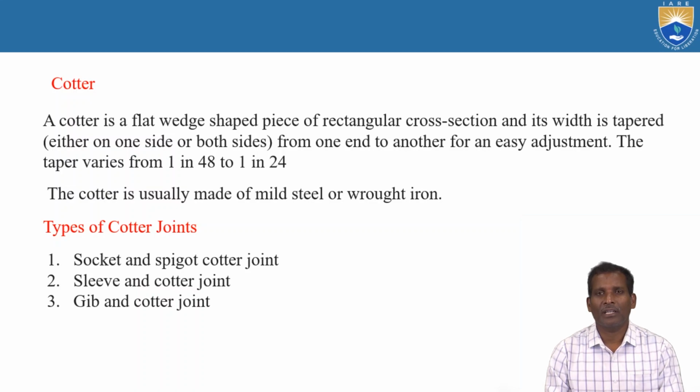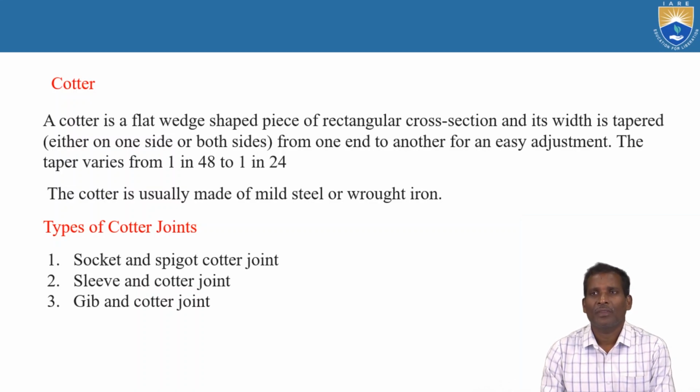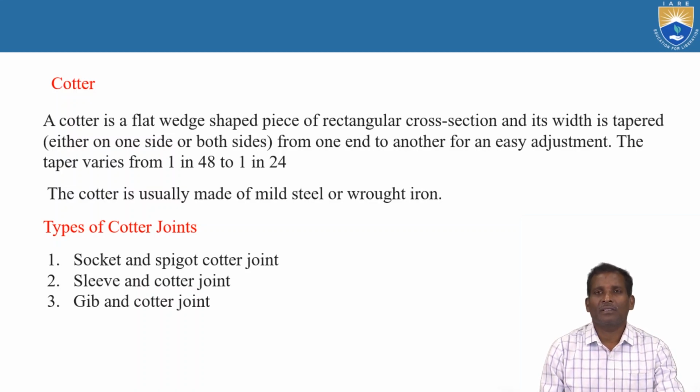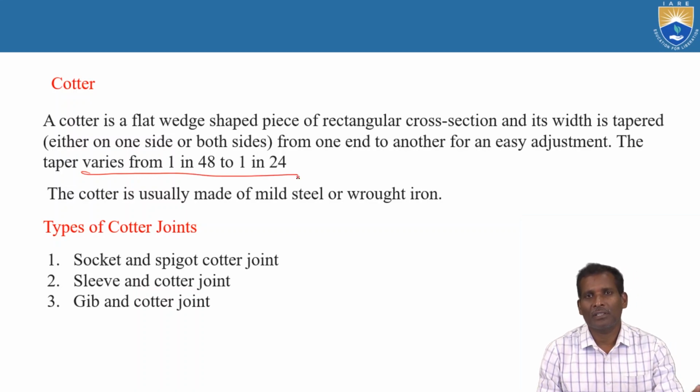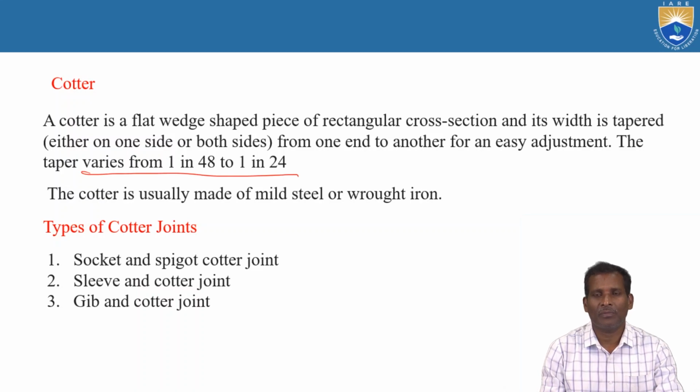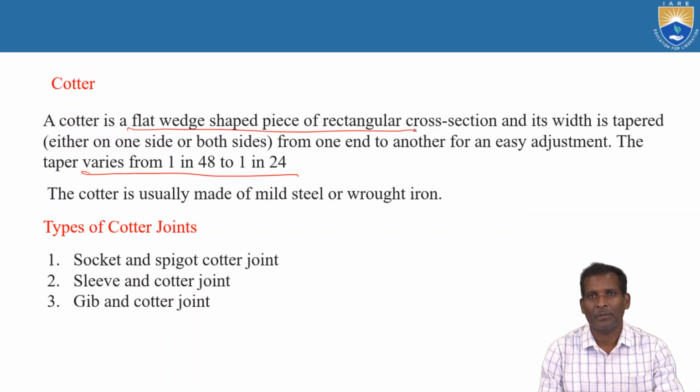Now, these Cotter joints come under temporary type joints. A Cotter is a wedge shaped piece. It has a rectangular cross section, and its width is tapered, either on one side or both sides, from one end to the other end. Why? Because this taper is for easy adjustment and easy removal, to easily separate the joint. The taper varies from 1 in 48 to 1 in 24. This is the standard taper size. The Cotter is a flat wedge shaped piece of rectangular cross section.